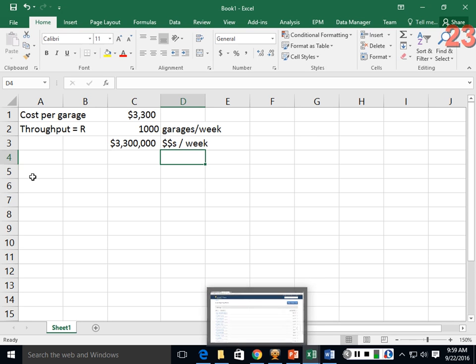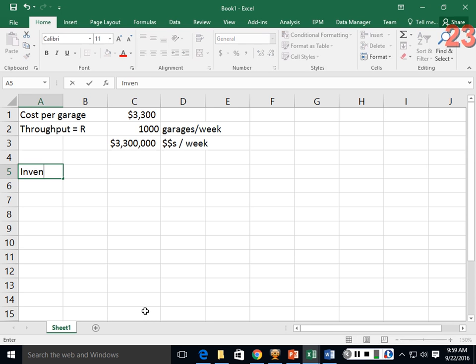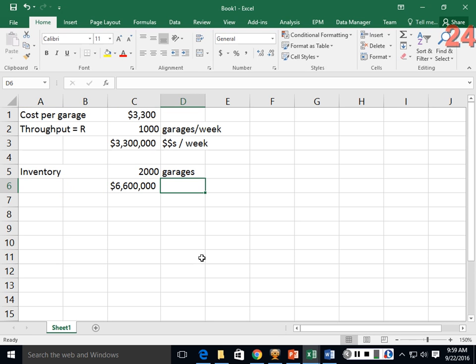Similarly, we can evaluate our inventory that way. If I think about what my inventory is, we said that it was on average 2,000 garages. And if my garages cost $3,300, I can take my 2,000 times the 3,300. And I know that my inventory is 6.6 million in terms of dollars.